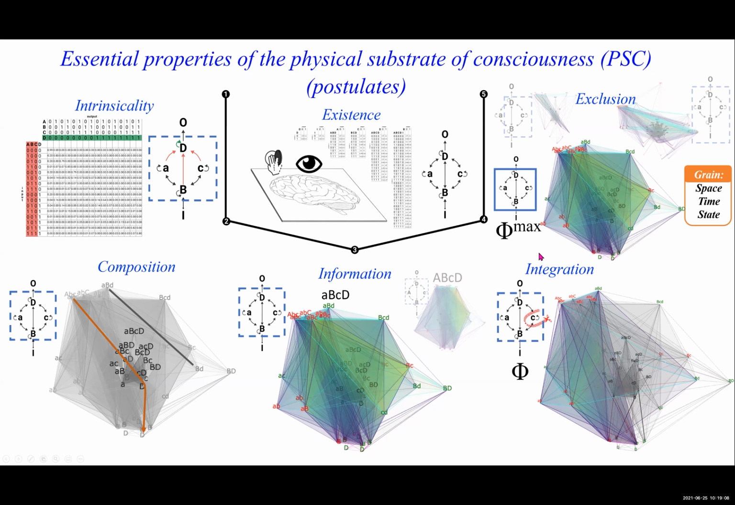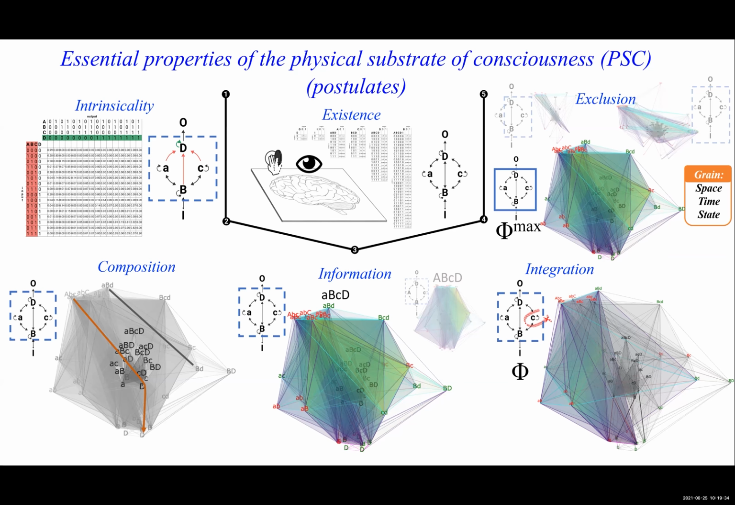And here the idea is that you could consider any substrate, A, B, C, D, or you can consider a smaller substrate, like for instance, just these three units, B, C, D, and A is called the background condition, or a larger substrate. In principle, you can unfold in full the causal powers of any substrate, but IIT says that just like consciousness, its physical correspondent must be definite. It must contain what it contains, not less and not more.